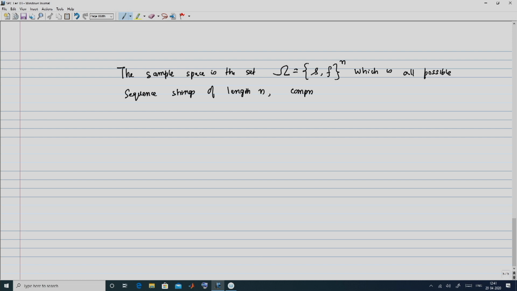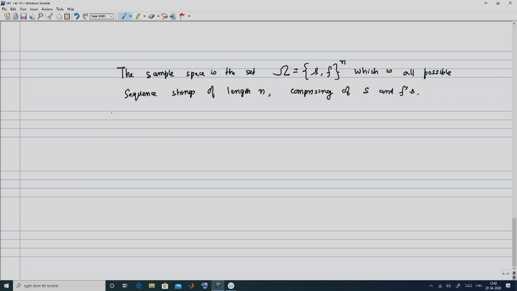Alright, so then we need to set the sample space. The sample space is the set omega, which we denote by {S, F} with a superscript n, and this notation means all possible sequence strings of length n comprising S's and F's. So this sample space omega is nothing but a sequence of S's and F's where the total number of characters is n.